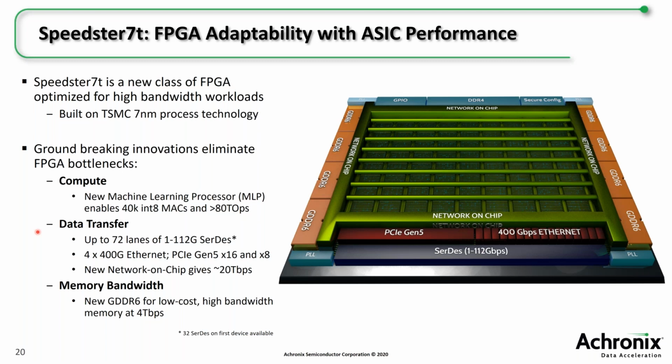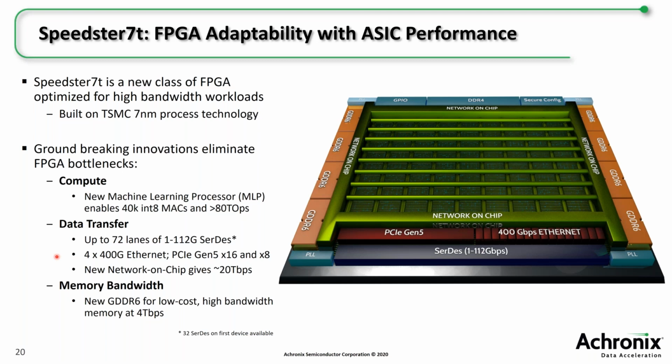So up to 72 lanes at 112 gigs on the largest family member that we have, but also supporting multiple hard IPs for the PCI Express Gen 5 and 4x400 gig Ethernet. And this is true 400 gig Ethernet with 4x100 gig. So Achronix will be the first FPGA to support 4x100 gig to give 400 gig Ethernet, and first to support PCIe Gen 5.